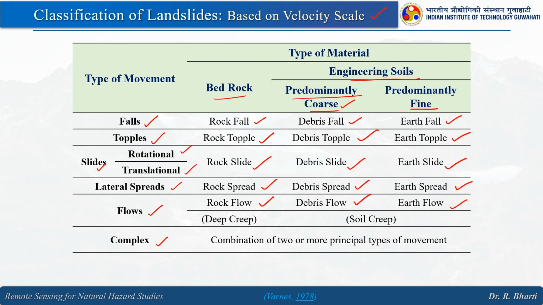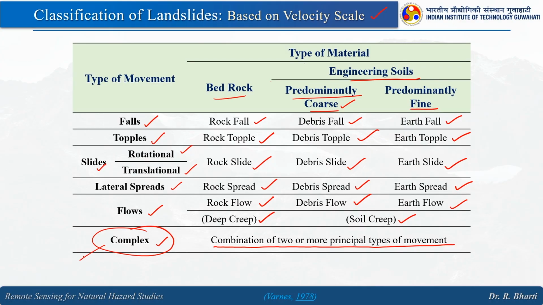Then you have flows, the next category, deep creep and soil creep. Then in the complex you have a combination of two or more principal types of movement. So, this is also very evident in the field. You can have multiples of landslides of different nature and those will be categorized as complex, right.